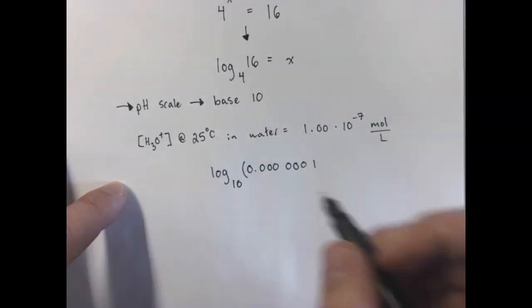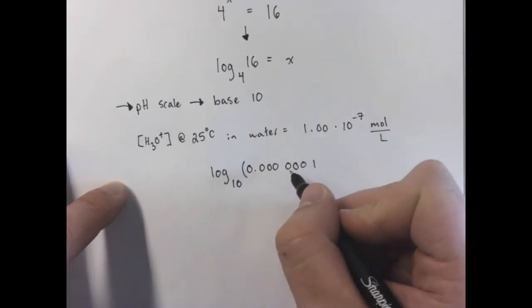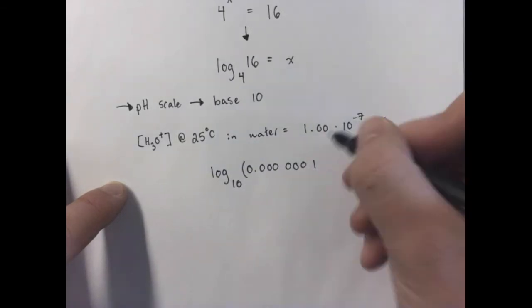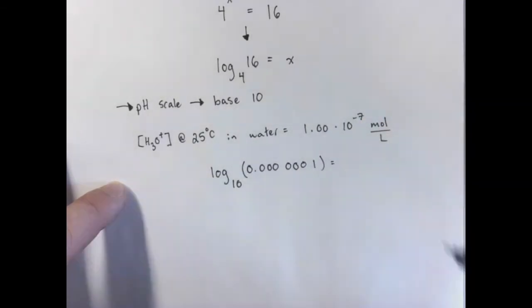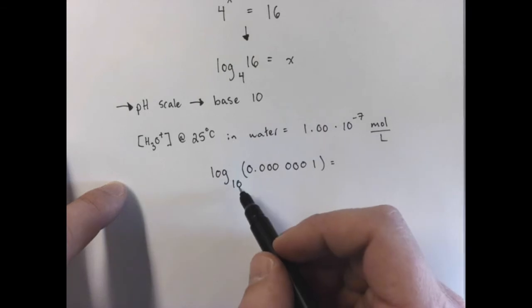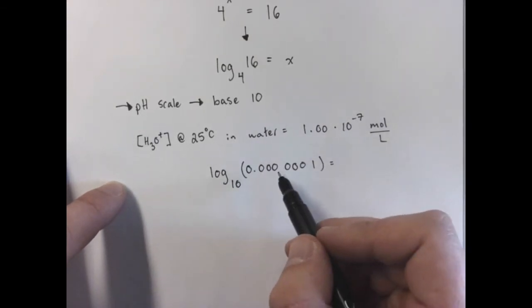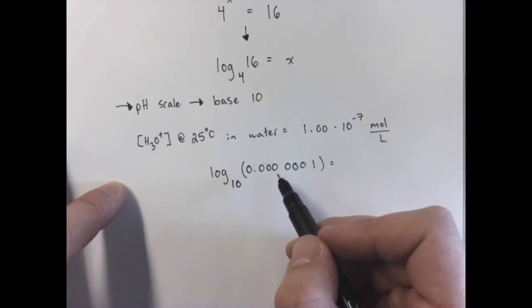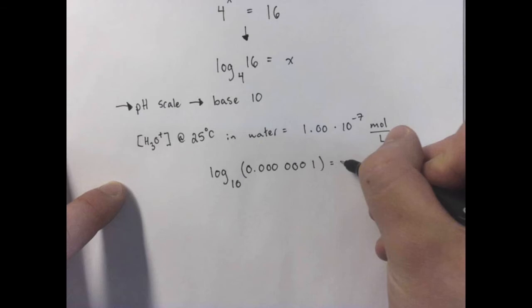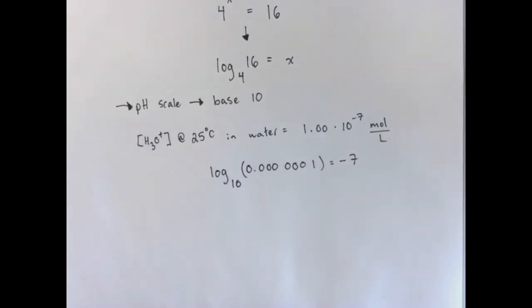7. I think that's right. 1, 2, 3, 4, 5, 6, 7. Okay. So once again, what exponent do I need to apply to 10 to get me this number here? Okay. So the answer is going to be minus 7.